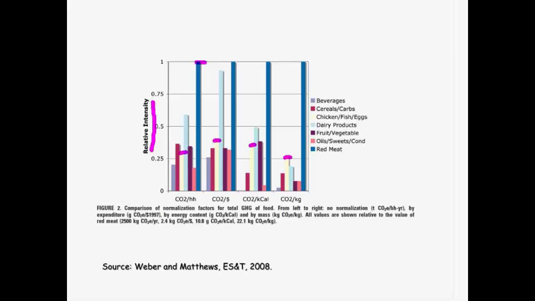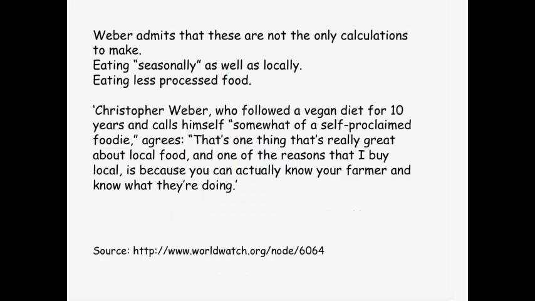It's counterintuitive, and it might be a very provocative and interesting thing for you and your students to look into. So the authors of the paper admit that these are not the only calculations to make. Some people like to talk about eating seasonally. That is, you eat what's available in your area at the time. And also to eat less processed food might be a good thing for health reasons, and also because with less processing there might be less energy input.